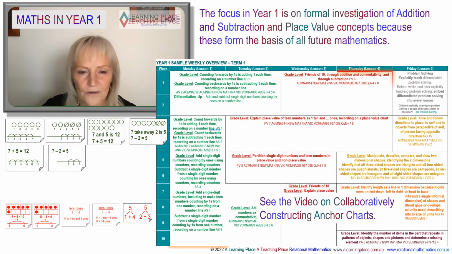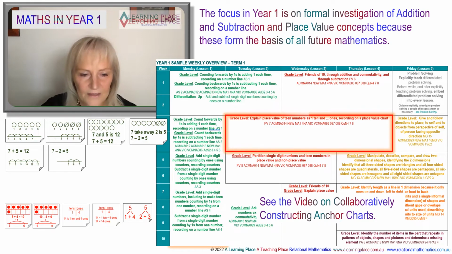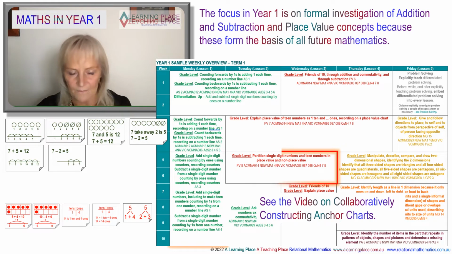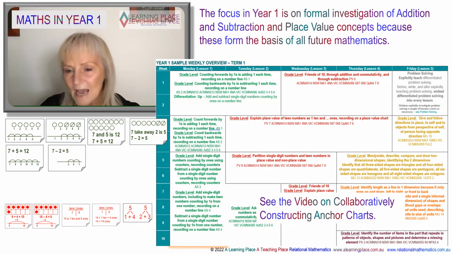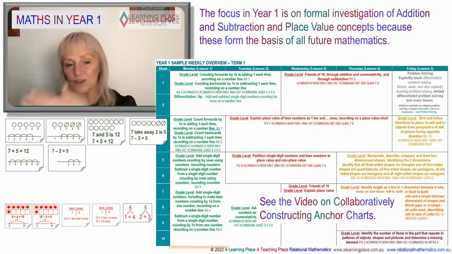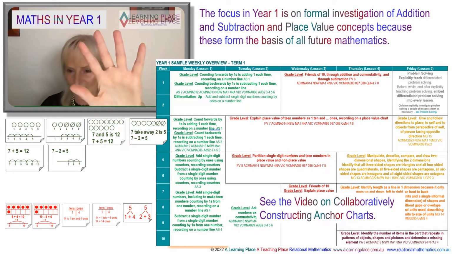There's literally only 4 lessons. There's only 6 lessons on place value of teen numbers, and there's only 4 lessons on partitioning. So it doesn't have to be exactly where I've put them, but the kids are not learning everything there is to know about friends of 10 or place value of teen numbers in these lessons. What they're doing is they're getting used to how to investigate them, and we've got the anchor charts up.